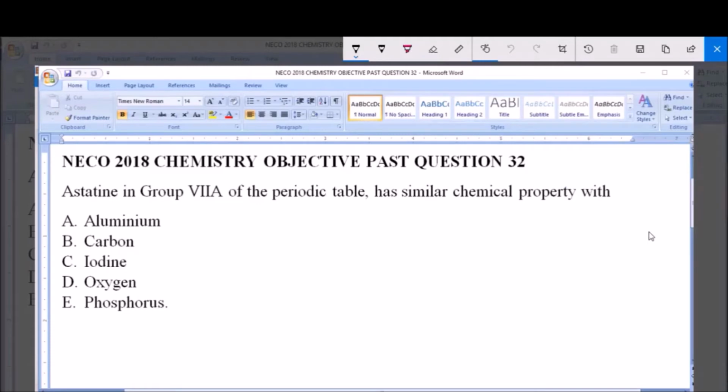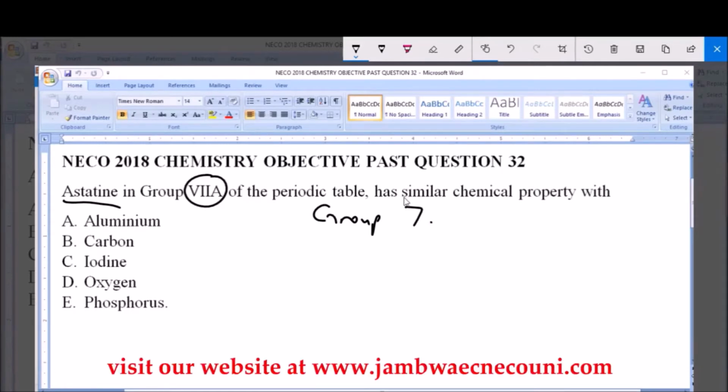Hello and welcome. I will be answering NECO 2018 Chemistry Objective Past Question 32. Astatine in group 7 of the periodic table has similar chemical property with A. Aluminium, B. Carbon, C. Iodine, D. Oxygen, E. Phosphorus. So we are given the group of astatine, group 7, and we are asked for the element which it has similar chemical property with amongst the options.